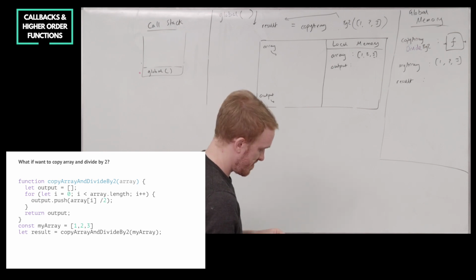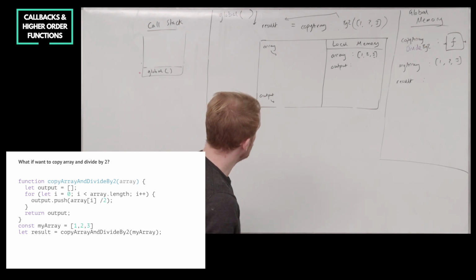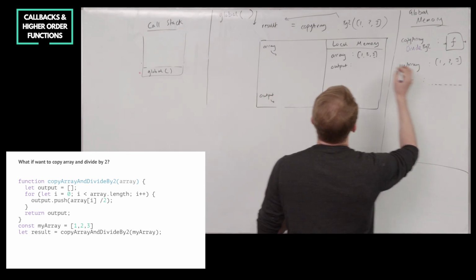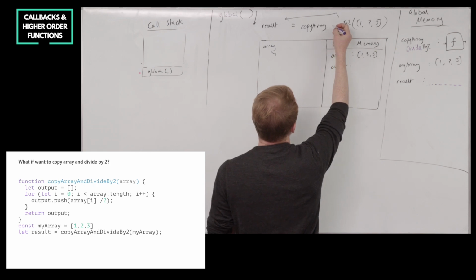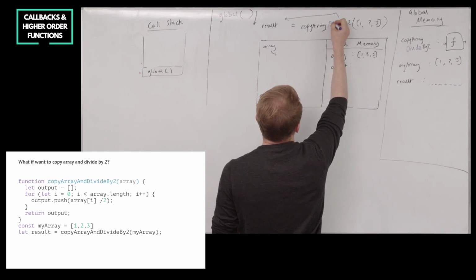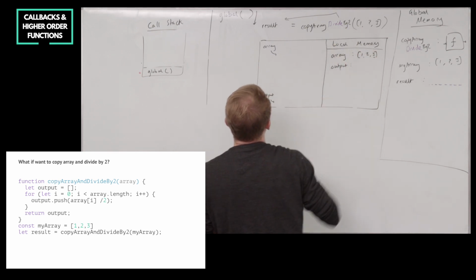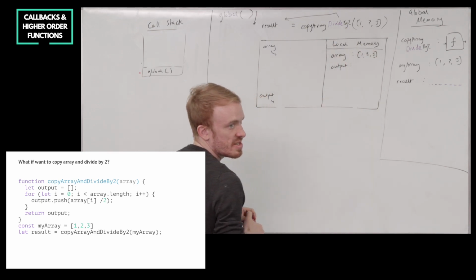Next line. And then we declare a global variable result. Yep. And we're setting it to undefined until we invoke the function. Okay, so off we go and invoke the function. Copy array and divide by 2. Invoke with the parens, that means run the function. What do we do at that point, Z?